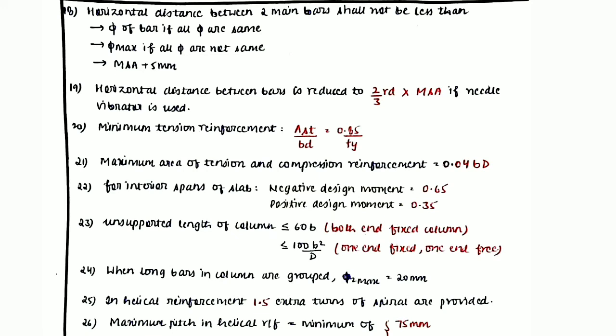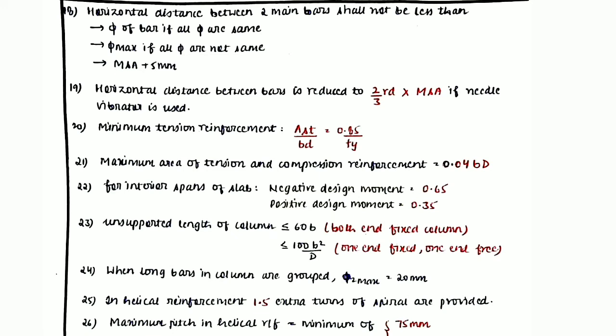The next is the minimum tension reinforcement in any particular structure like beams. It is given by the equation Ast divided by bd should be equal to 0.85 divided by fy. fy is the yield strength of any particular steel reinforcement. Ast is the area of the steel. b and d, b stands for the width of the beam and d stands for the effective depth of the beam.